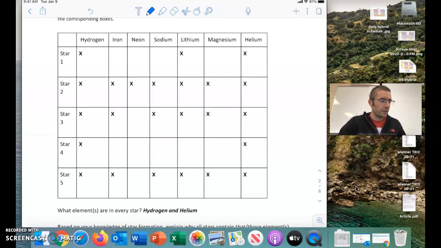Okay, so what I wanted to do is walk through this process, because it is a little bit time intensive, but then also to try to get at some of the important content. Okay, so I'm going to go through star 1. So star 1, as you can see, has hydrogen, lithium, and helium. Okay, well, how did we figure that out?